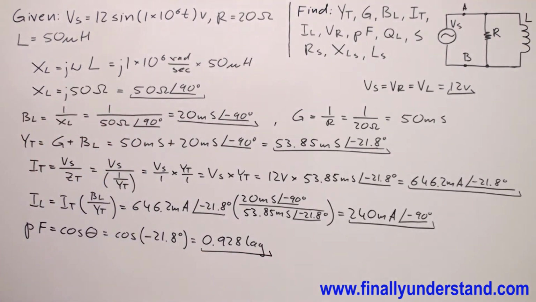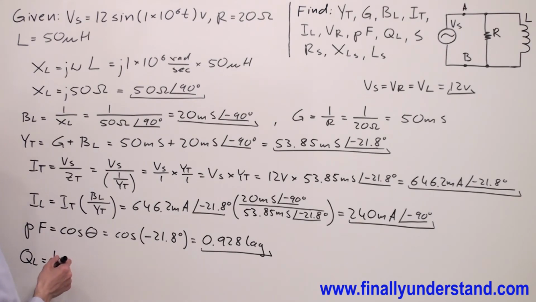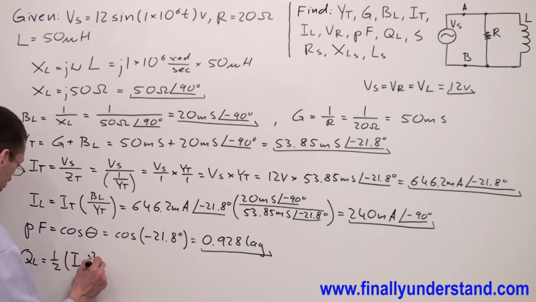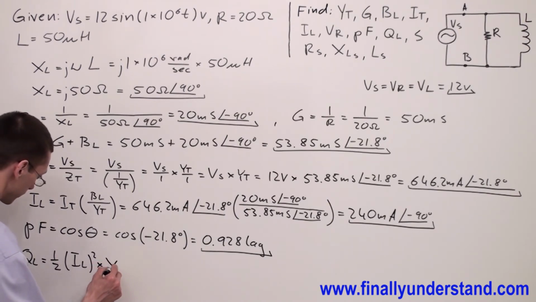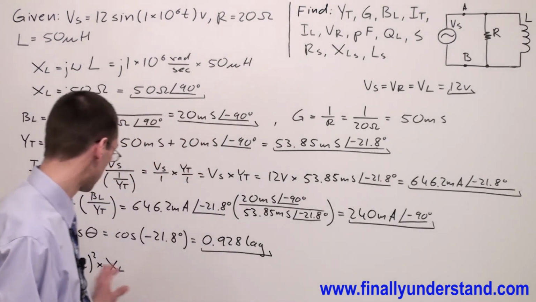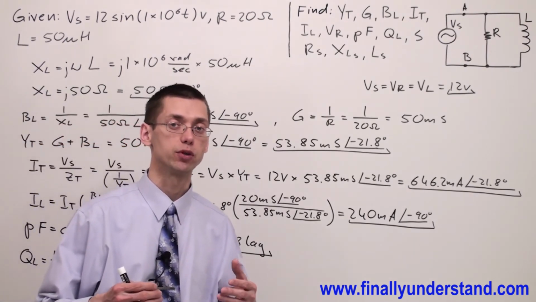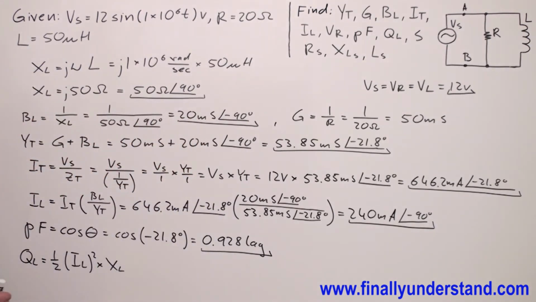Next, I'm supposed to find the reactive power, QL. QL is equal to 1/2, because I'm using the peak value of voltage, 1/2, and I have IL raised to the second power times the X of L. Someone can ask why I'm using the formula for power which has current instead of voltage. The whole purpose of it is just to make you practice. You're supposed to be familiar with the formulas which contain voltage or current, okay?